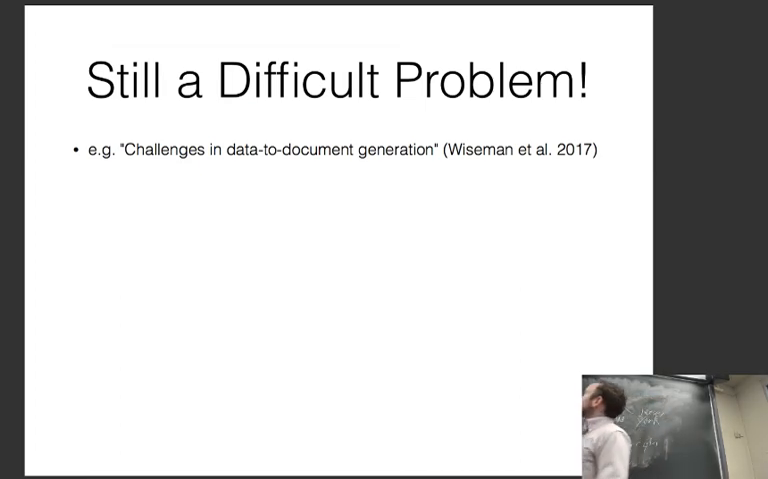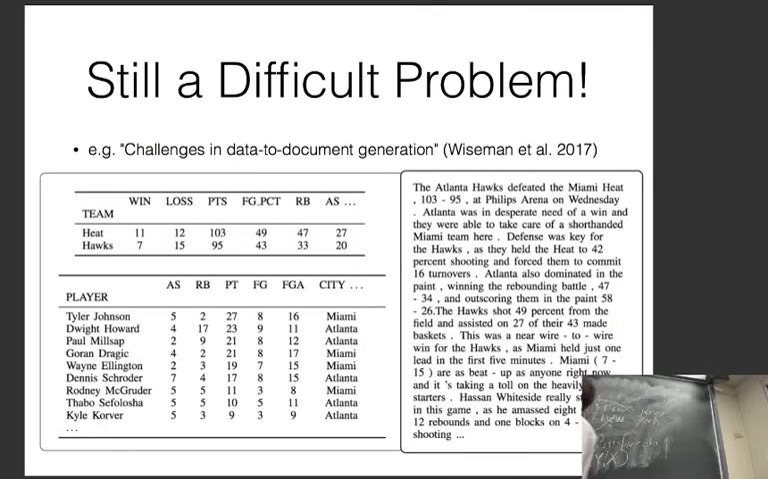This generation from structured data is still a difficult problem. There's a really nice paper recently called Challenges in Data to Document Generation. Basically the task here is one that I mentioned at the very beginning. You're given a table of basketball statistics, and you have to generate a document describing this basketball game. This is kind of cool. You have to generate a long, coherent thing. It has to accurately reflect the input.